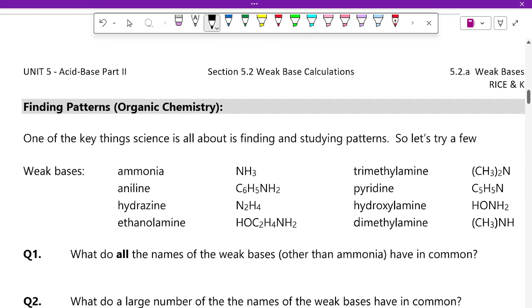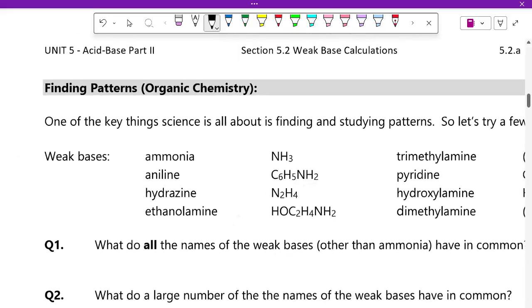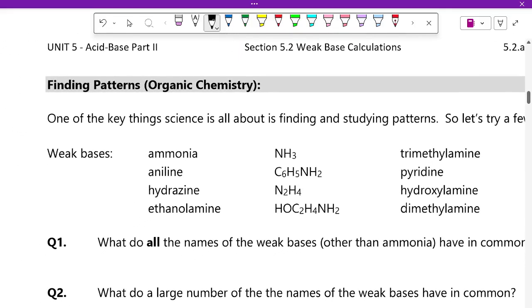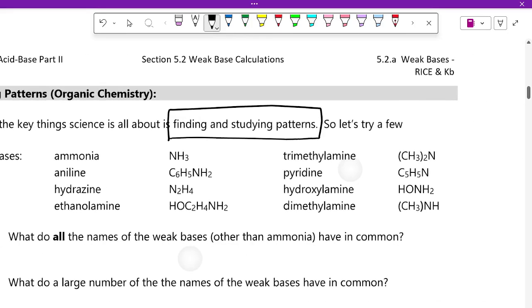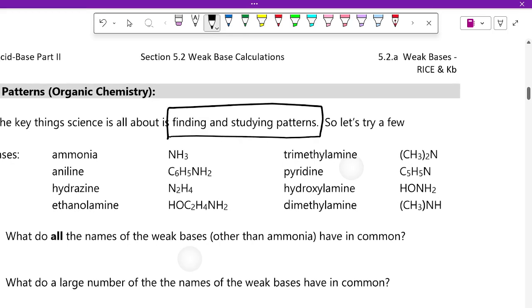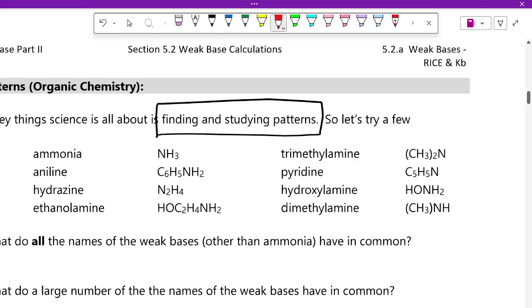All right. So, finding patterns, this is some organic chemistry. You are not responsible for knowing anything about organic chemistry, but it will help you see, when you're given an unknown base, how it's going to react as a base. One key thing about science is it's all about finding and studying patterns. So what you are going to do is try finding some patterns in all of these bases.